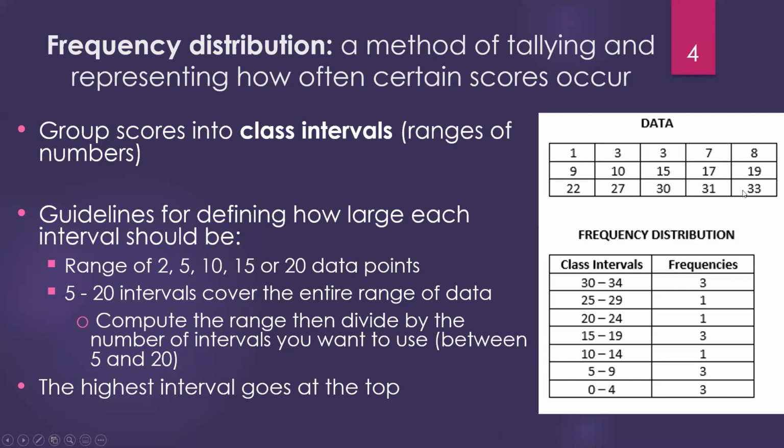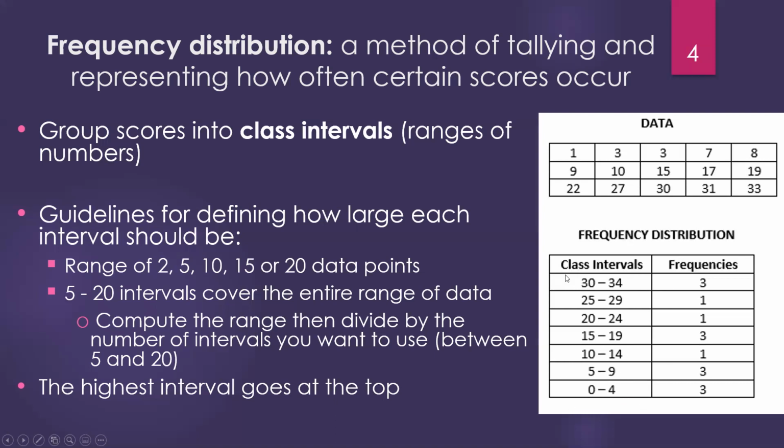So 33 minus 1 would be 32. And if we have our range of 32, then we can divide by the number of intervals we want, the number of rows we want, which let's say we think 6 would be a good number. We divide 32 by 6, and that gives us a range of 5.3. So that gives us some guidelines on how big each class interval should be. You'll see why this matters in a minute, but the last guideline is that the highest interval always goes at the top, and the lowest class interval goes at the bottom.